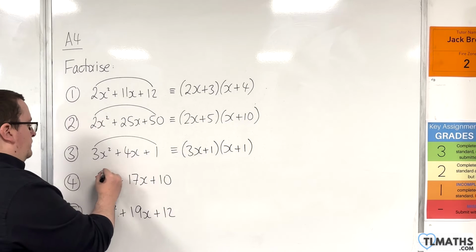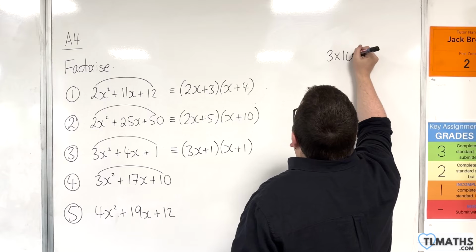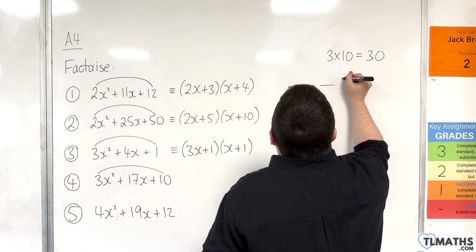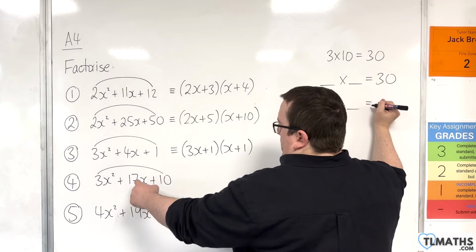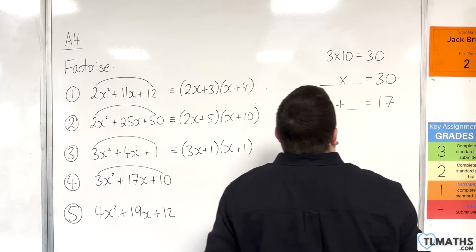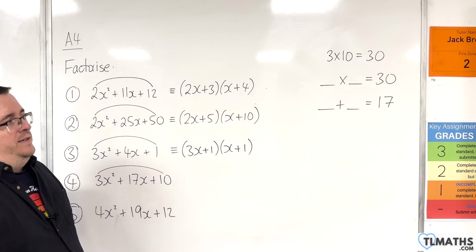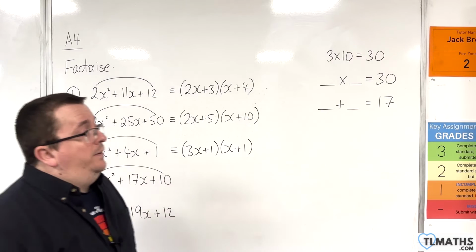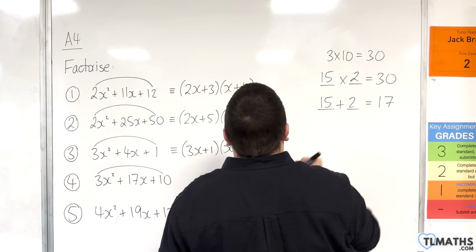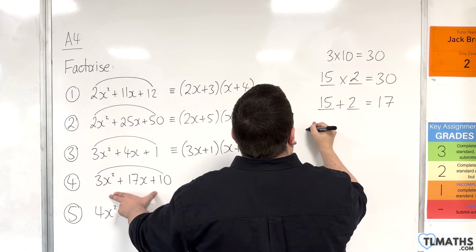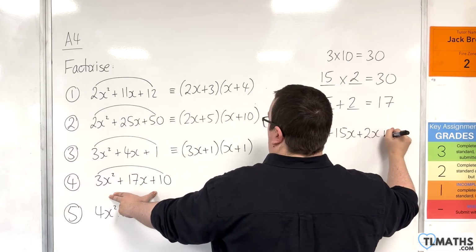Number 4, we're going to do the 3 times 10 first. So 3 times 10 is 30. So we're looking for two numbers that multiply together to make 30, but add together to make 17. Well, 3 and 10 doesn't cut it. 15 and 2, that works, doesn't it? 15 times 2, 15 plus 2. So 3x squared plus 15x plus 2x plus 10.